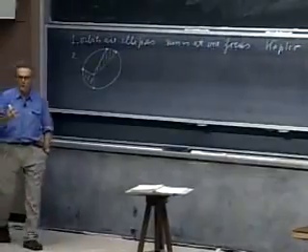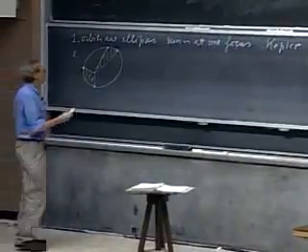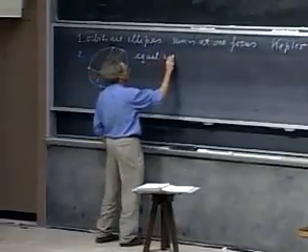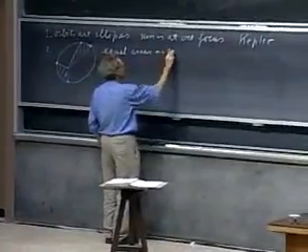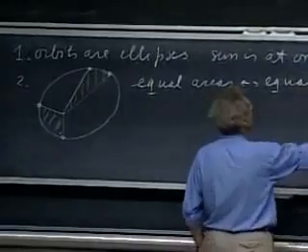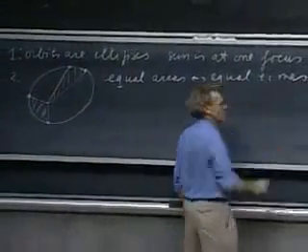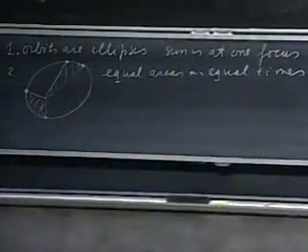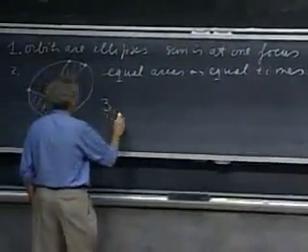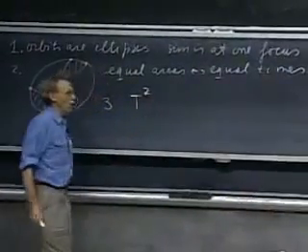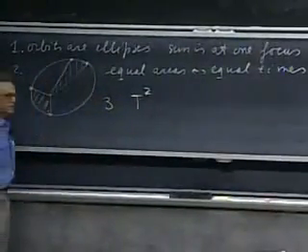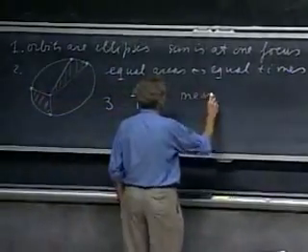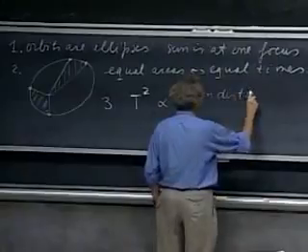An amazing accomplishment to come up with that idea. And this is called equal areas, equal times. Somehow it has the smell of some conservation of angular momentum. And then his third law was that if you take the orbital period of an ellipse, that is proportional to the third power of the mean distance to the sun.